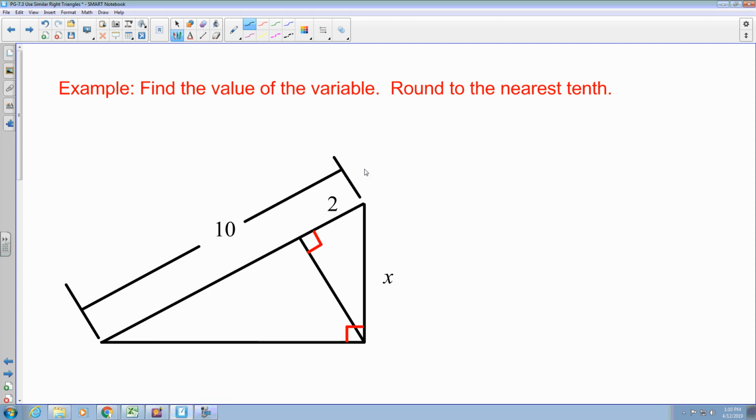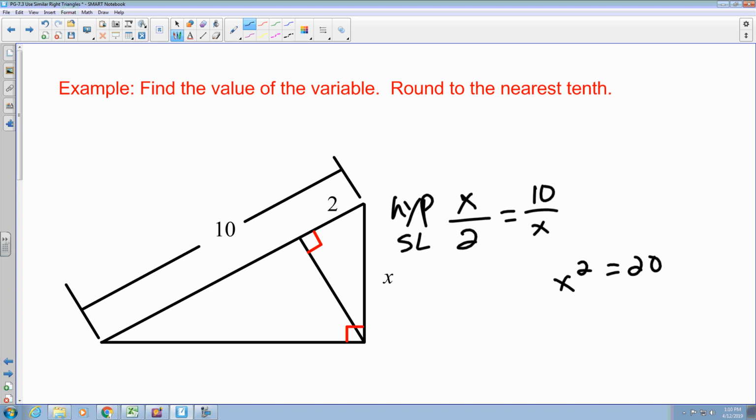Okay, so looking at this, given the information that we have, we could say that x over 2, x is my hypotenuse, 2 is my short leg. That's going to be proportional to 10 for the big triangle is my hypotenuse over my short leg, which is x. So consistent all the way across. Multiply cross products, I get x squared equals 20. Gotta take the square root of both sides. Square root of 20, rounded to the nearest tenth. x is going to equal about 4.5.